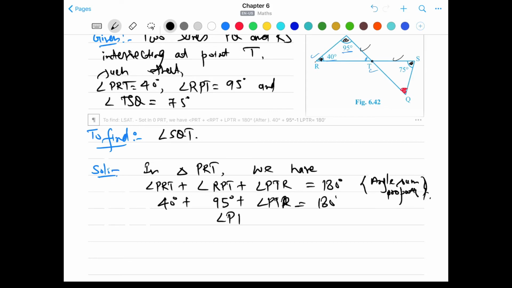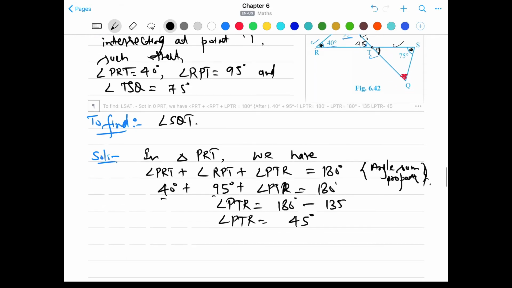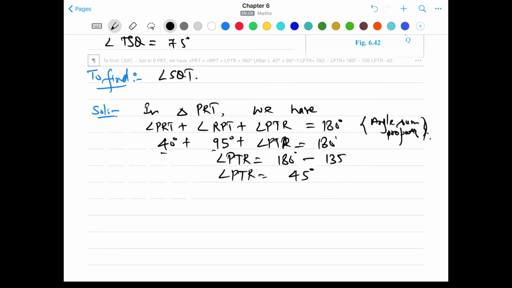Angle PTR will be equal to 180 degree. Let's add these two angles. 95 plus 40 will be 135. So this plus 40 plus 95 will become minus 135. That means the angle PTR is equal to 45 degree. Okay, so the measurement of this angle is 45 degree. So if this angle is 45, its vertically opposite angle, this one, is also 45 degree.